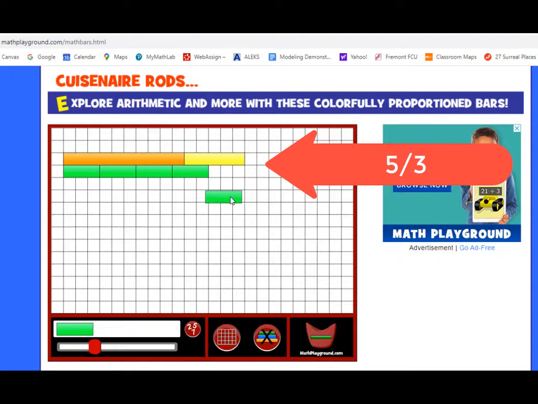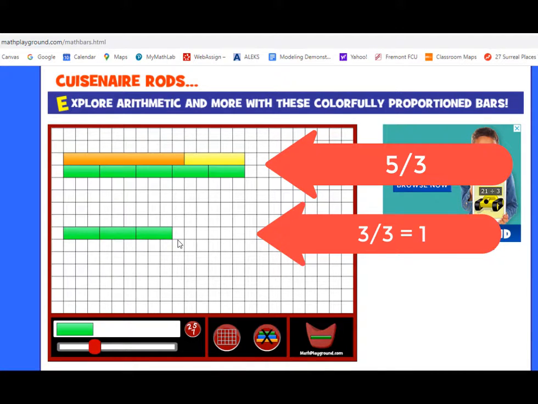And look at this, this works. So each of these lime green is 1/3, and it wants us to represent 1. So this would be 1/3, 2/3, 3/3. So 3/3 is the same thing as 1. So 1 is equal to 3 of the lime green.